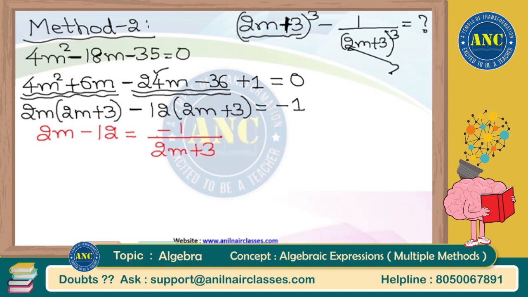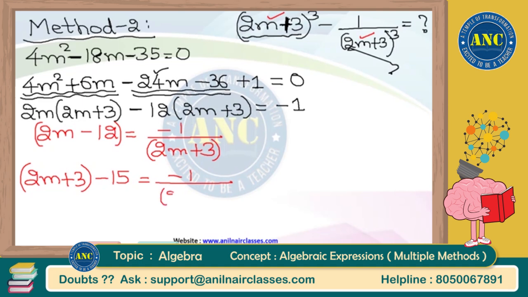Now I am very happy that I got 2m plus 3, but I want 2m plus 3 two times. Here also I want it. So this left hand side 2m minus 12, I also express it in 2m plus 3 format. I hope you are understanding. So I will write it as 2m plus 3, but I want minus 12, so the remaining thing should be minus 15, right? Because 3 minus 15 is only minus 12. This entire thing I write on the right hand side as it is.